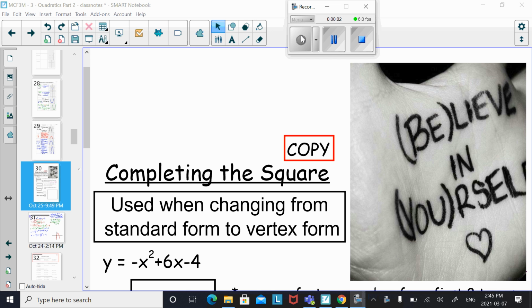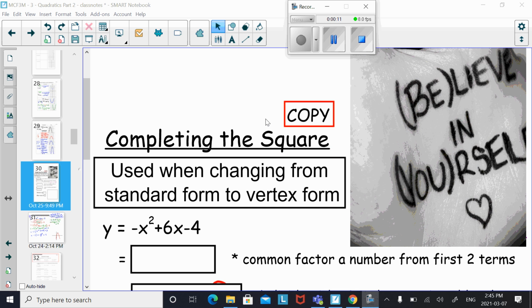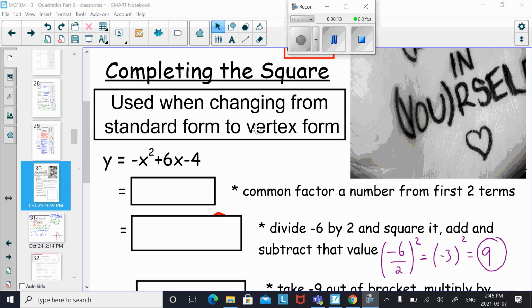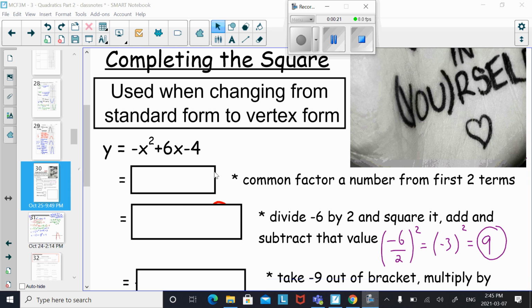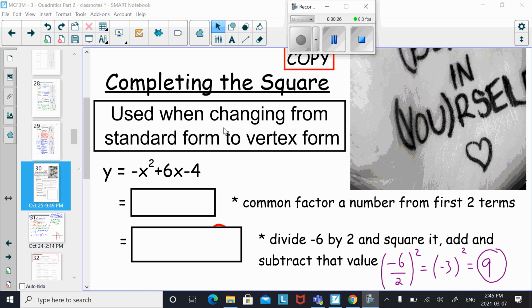Hi everyone, welcome back. So today I'm just going to go through an example of how to complete the square. And this is used when you're changing from standard form to vertex form. If you've got a quadratic and you're trying to graph it and you want to see where the vertex is, this comes in handy. I'm going to show you how to change it to vertex form. So if you could just copy this example down so you have it in your notes and you can refer to it when you're doing your homework.